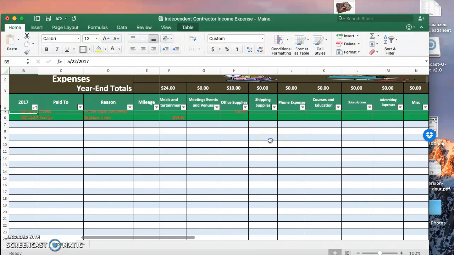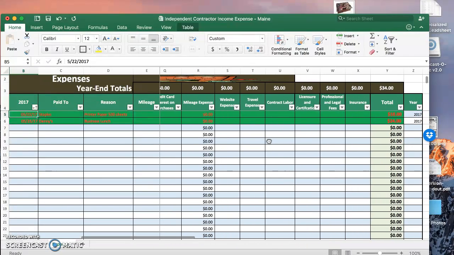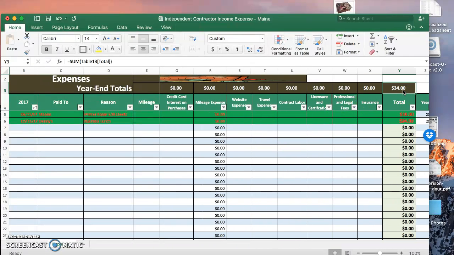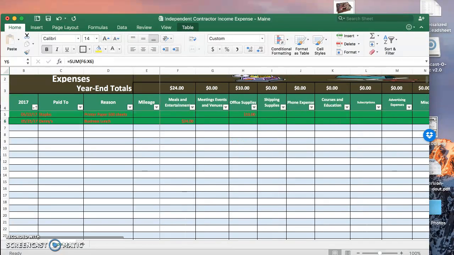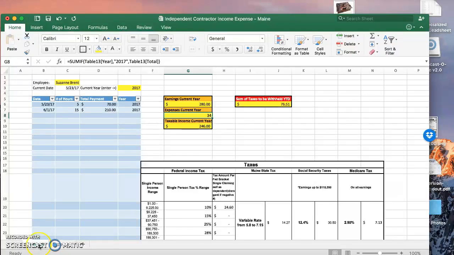And you'll notice that over here we have a total of $34 of expenses for the year, right? What happens is now when we go back to this earnings page, expenses for the current year, a number populates. We have $34 in expenses. So your earnings are $280. Your expenses were $34. And what happens is your taxable income is now your earnings minus your expenses.